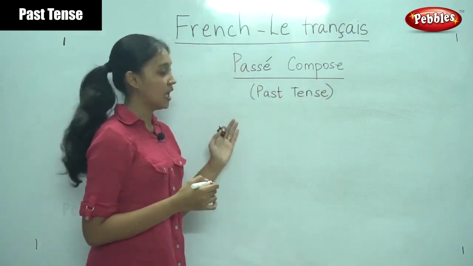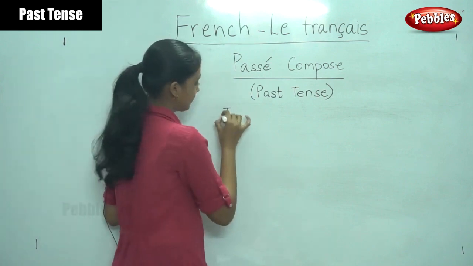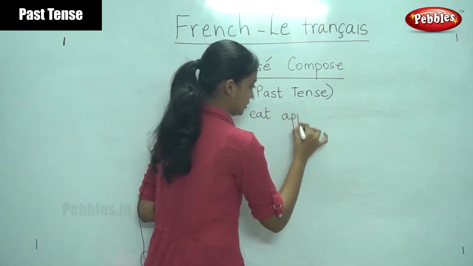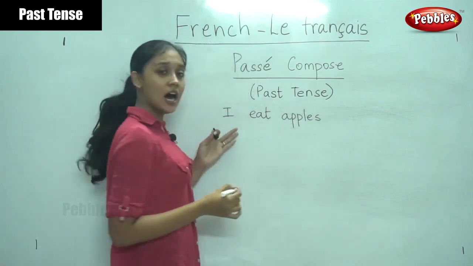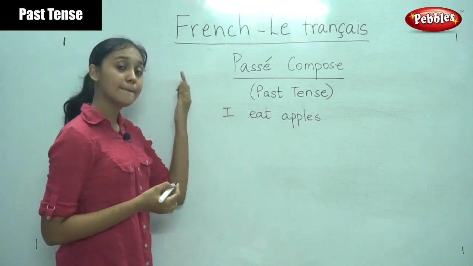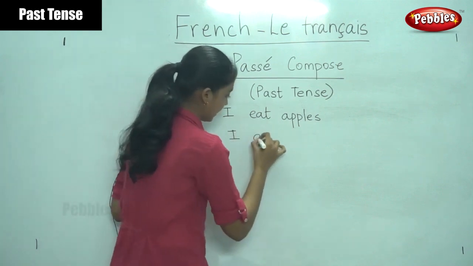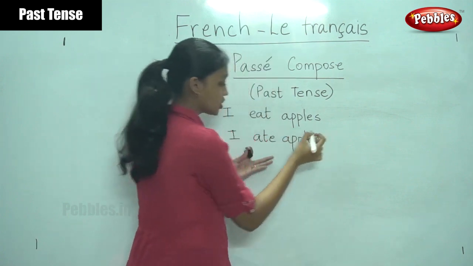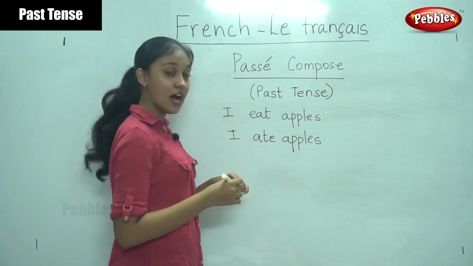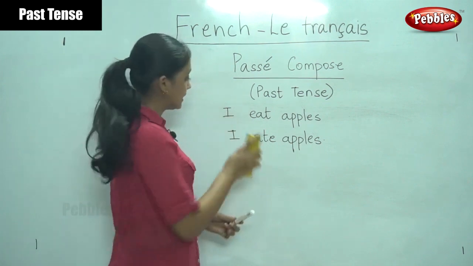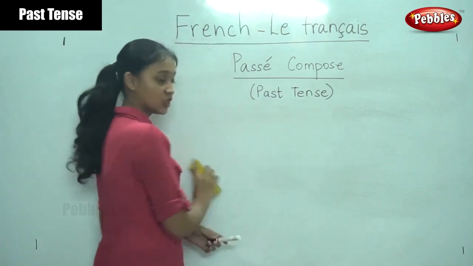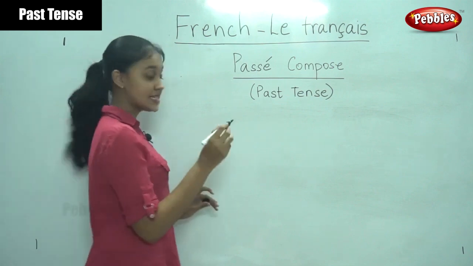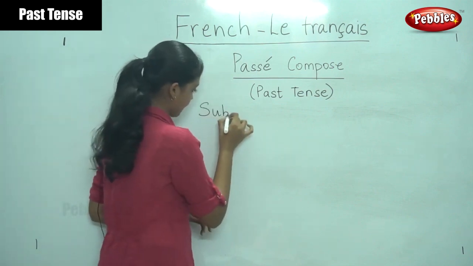Passé composé. Now, for example, I eat apples. Okay? How would you tell this in the past tense? I ate apples, right? You can also say I had eaten or I was eating. All these are the past tense in English. Now in French, passé composé, the rule is you have to write the subject.